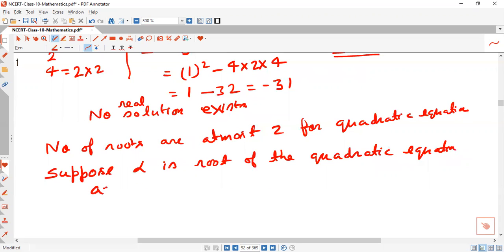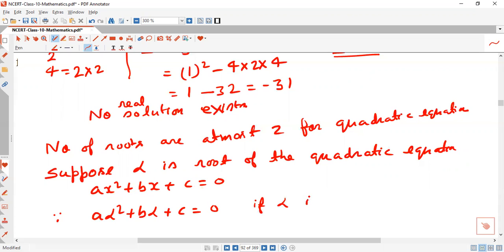We say ax square plus bx plus c equal to 0. Then the meaning is that if x is replaced by alpha, that is also satisfied. Means a alpha square plus b alpha plus c equal to 0, if alpha is the root.